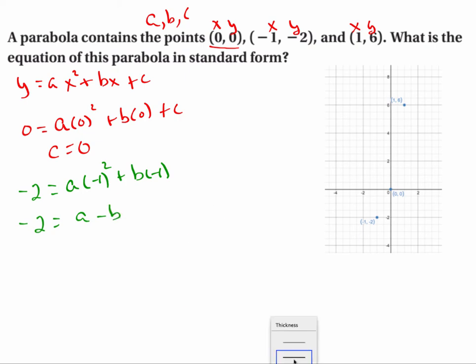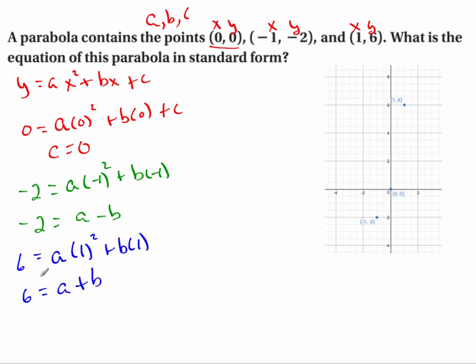Now I'm going to use the third point to write another equation. So I'm going to have 6 is equal to a times 1 squared plus b times 1, and then of course plus c, but c is 0. So this equation is 6 is a plus b. So I have an equation here, and I have a second equation here.